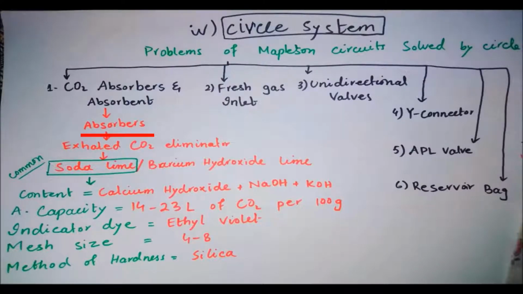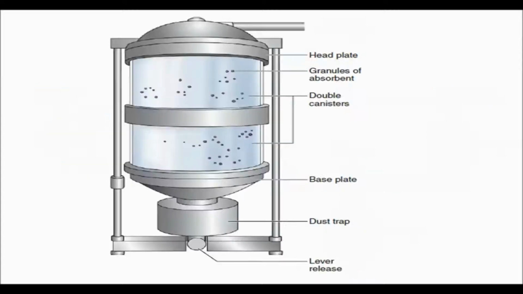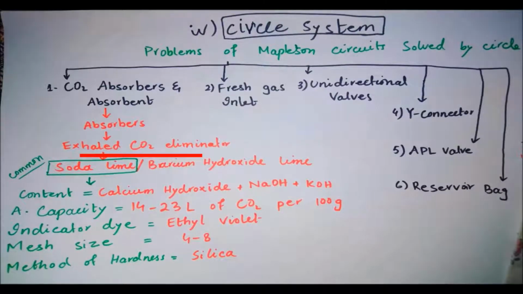CO2 absorbers contain granules of absorbent within 1 or 2 canisters between a head and base, as you can see in this picture. A head plate and a base plate and 2 canisters in between, tightly snugged. CO2 absorbent or exhaled CO2 eliminator.